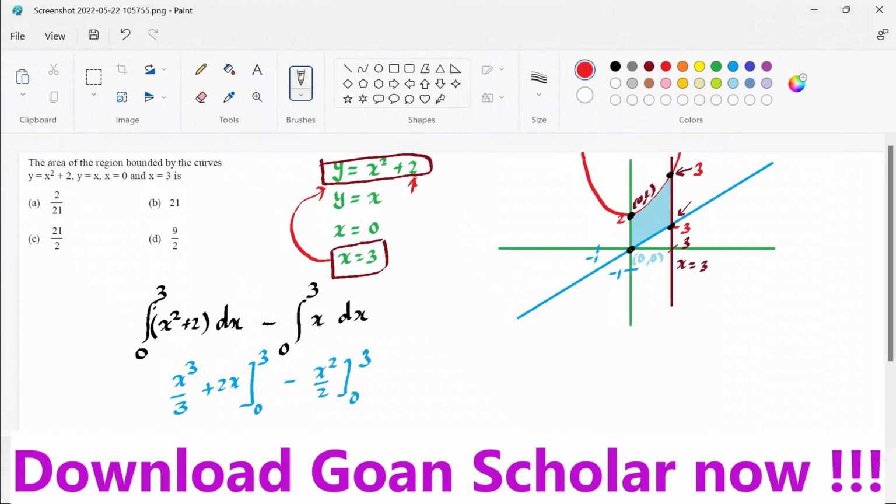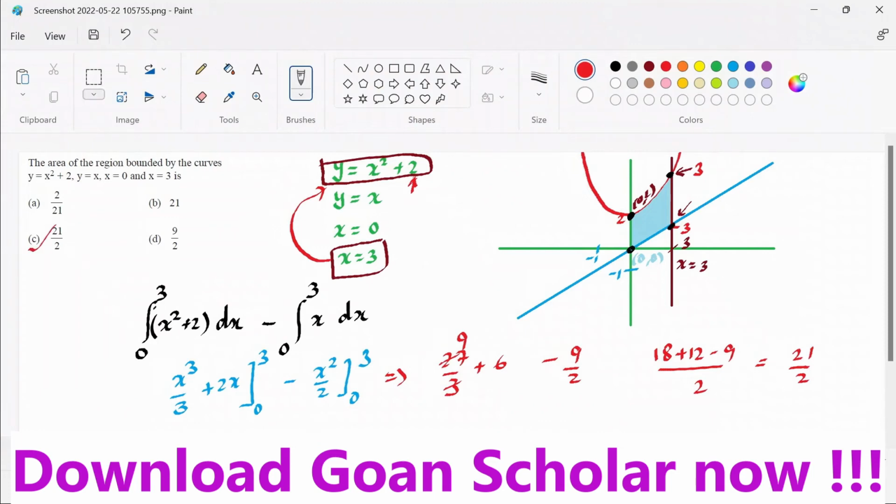So putting the upper limit, 3 3s are 9, 9 3s are 27 by 3, plus 3 2s are 6, minus 0, minus 3 3s are 9 by 2. Let me simplify it, making the denominator 2 only: 18 plus 12 minus 9. 18 minus 9 is 9, and 9 and 12 will be 21, so 21 by 2. 21 by 2 is option C.